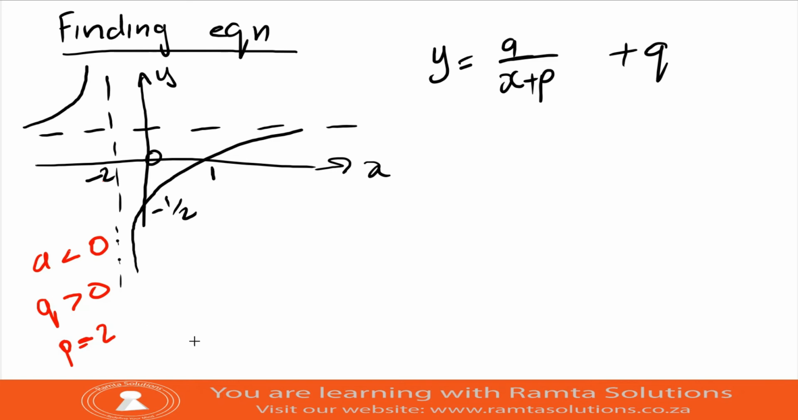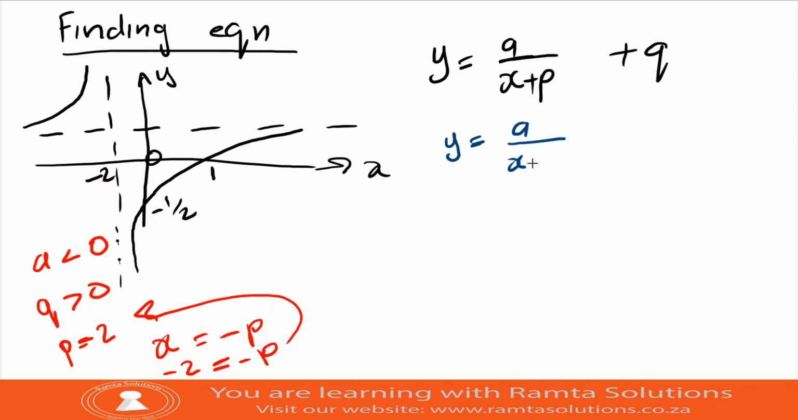Remember I said this is the vertical asymptote, which you can say x equals negative p. So negative 2 equals negative p. Hence, p is positive 2. Alright? So, substituting into this, let me say y equals a over x plus 2, plus q. I don't have q. Yes, I can see it's drawn here, but it's not given.